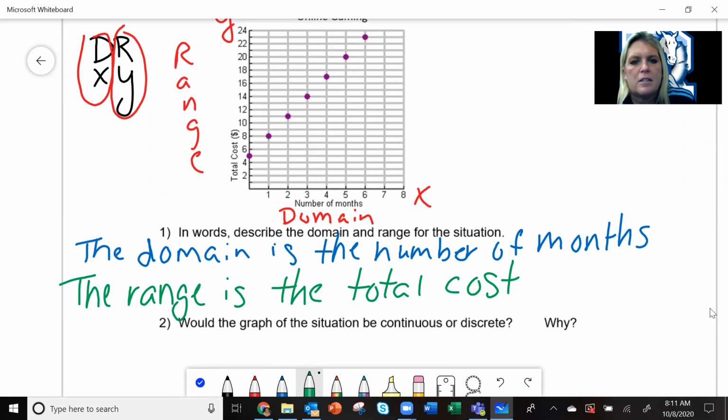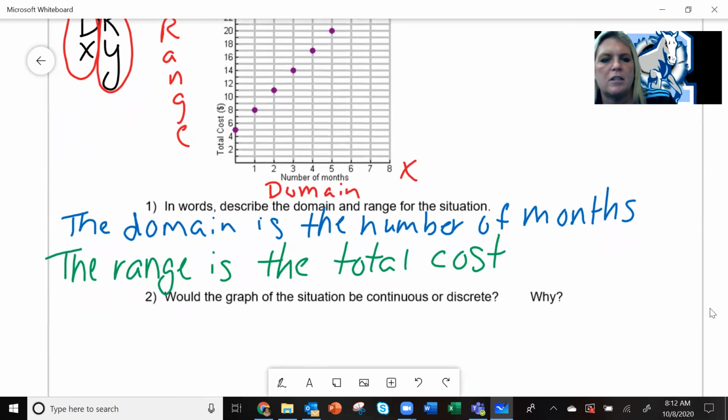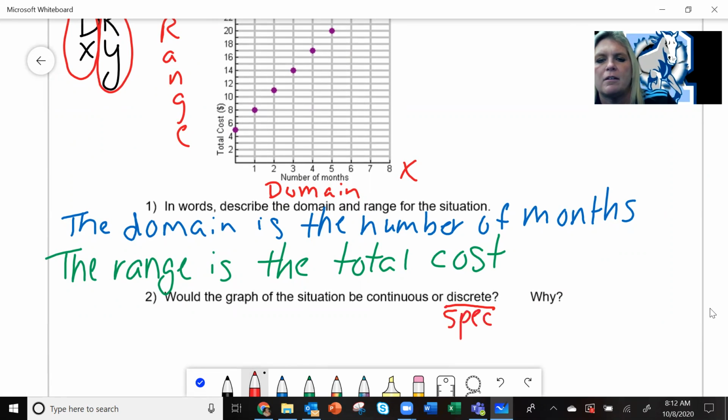The next thing it's asking us is would this graph of the situation be continuous or discrete? Well, let's remember that when we are talking about discrete and continuous, discrete has to be specific values. Continuous means it can be any number between 2 points. So it could be 0.9, 0.99999. When you look at the graph, you're going to see that you have dots on the graph. So anytime you have dots, that's going to give you specific values, certain values. So this is going to be discrete.